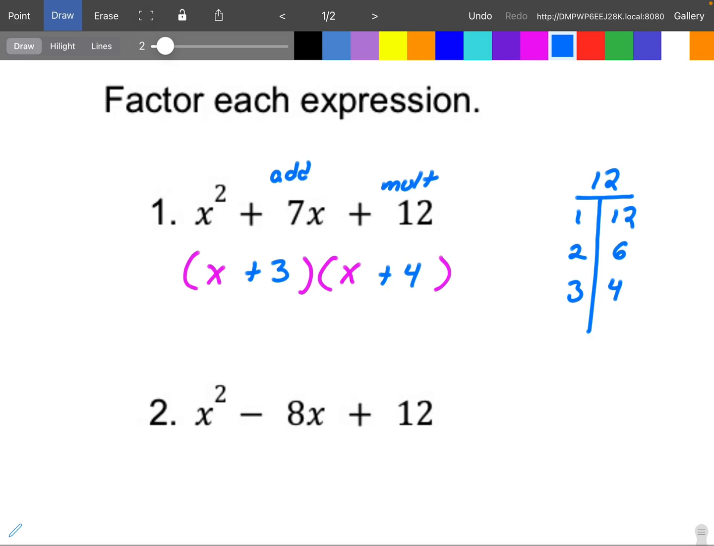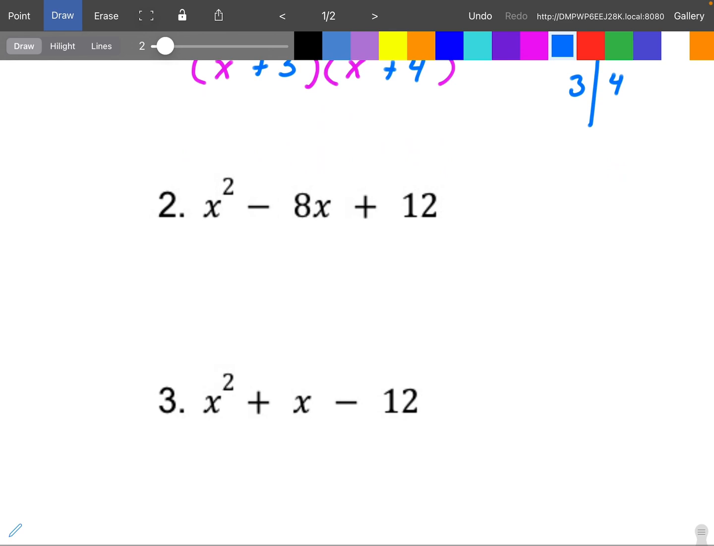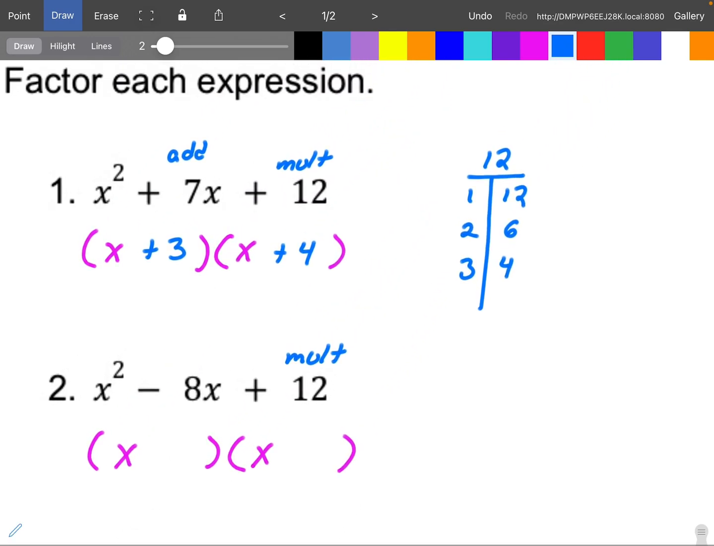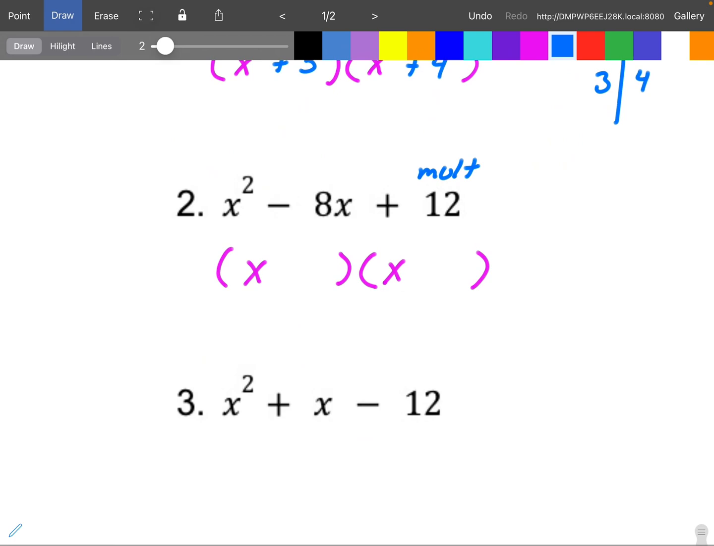So that's factored. Now in number 2, I have another trinomial that begins with x squared. So again, I know I'm going to have two parentheses. Both are going to begin with x. And I'm again looking for two numbers that multiply to give me 12. So I can still use the same table I did in number 1. But this time, they're going to need to add together to give me a negative 8.